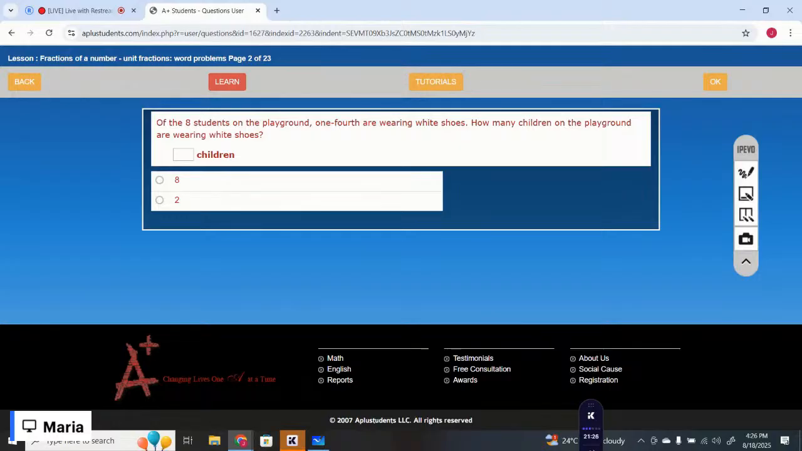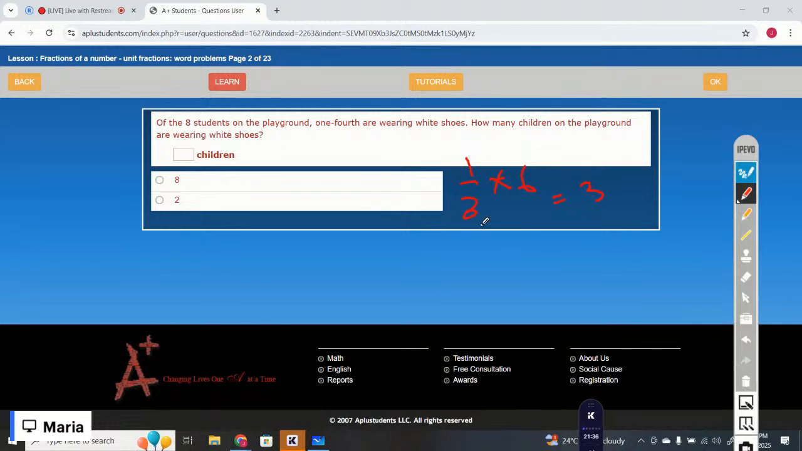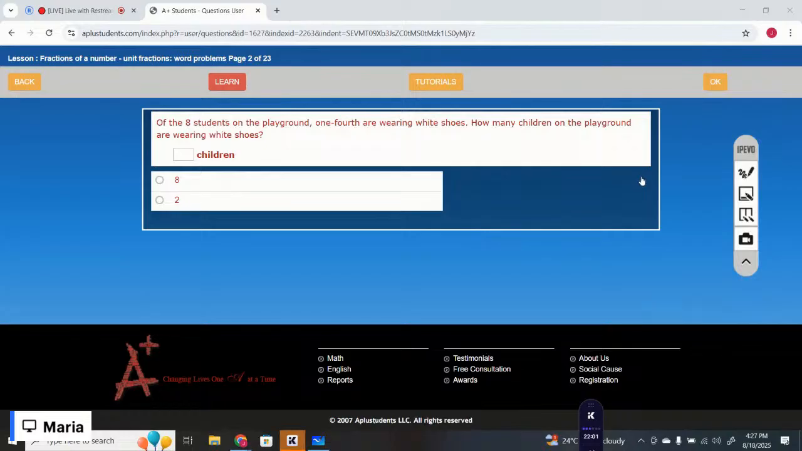Of the 8 students in the playground, one fourth are wearing white shoes. How many children on the playground are wearing white shoes? So one fourth of 8. You have to do 1 by 4 times 8. So 8 times 1 is 8 and 4 times 1 is 4. So the correct option is that is 2. Option number 2 is the correct option.